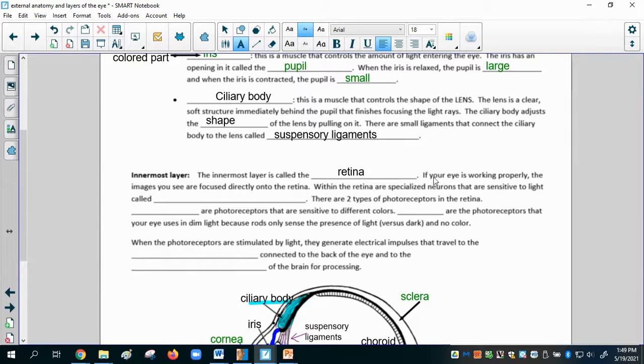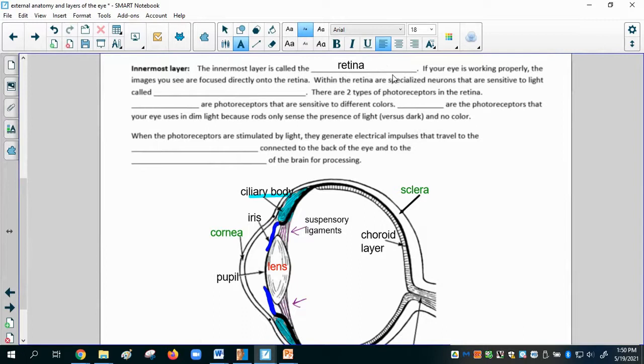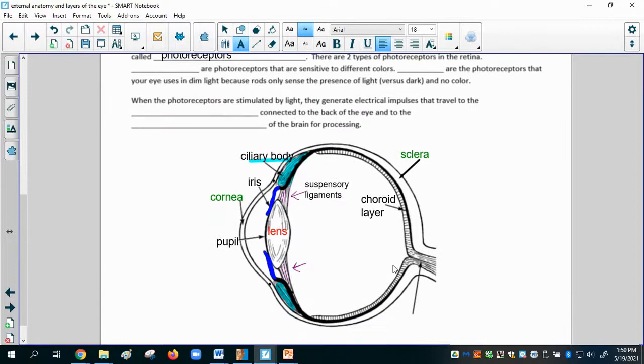All right, lastly, the innermost layer is called the retina. And it says in the notes, if your eye is working properly, the images you see are focused directly onto the retina. If you're like me and your eye isn't working properly, you need corrective lenses to help you do that. Within the retina, that's the innermost layer of the eye, there are specialized neurons that are sensitive to light, and those specialized neurons are known collectively as photoreceptors. Representing the word light. So we've got light-sensitive cells in the retina. Where is the retina?